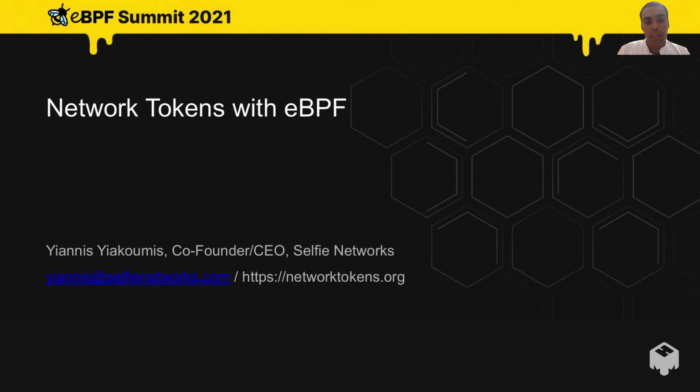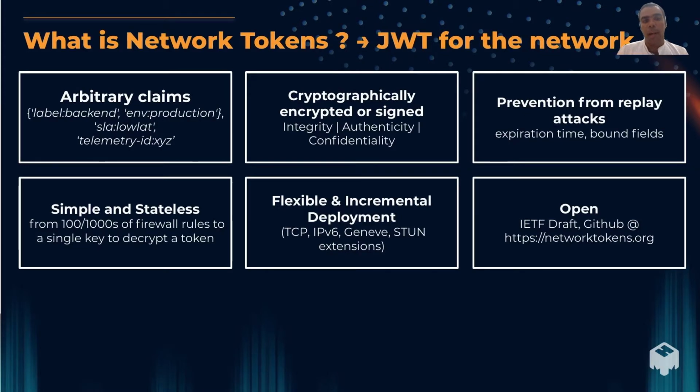So what is a token? It's essentially a streamlined mechanism to transfer metadata between endpoints or between an endpoint in the network in a secure and scalable way. You can think of these as JWT for the network, and they are tailored for use by infrastructure and network teams. Network tokens essentially include a set of arbitrary claims, which are then cryptographically encrypted or signed to provide properties around integrity, authenticity, and confidentiality.